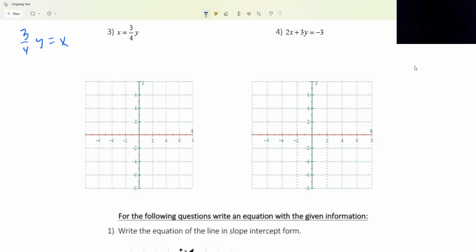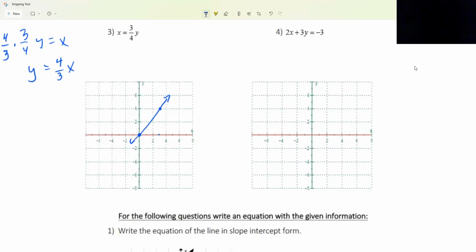One way is, to get y by itself, just multiply the fraction by the reciprocal. Remember, when you do that, it just makes it 1. But I have to do that same thing over here, so I'm going to say 4/3 times x. So that's going to be my equation. You know that the y-intercept here is going to be 0, so that gets you a place to start. Then I'm going to go over 3 and up 4. Put a point there, and then you're done.